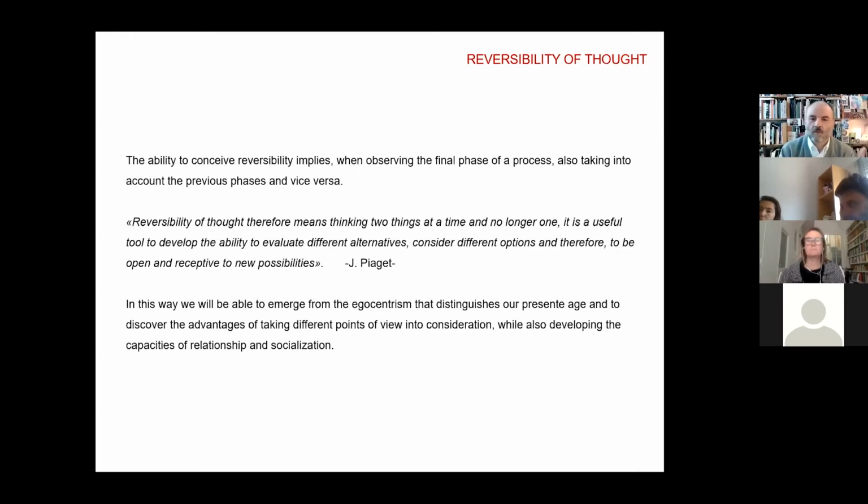That's the point. Not only the question of, well, I design a building, I give the building to my client, I'm very happy, maybe I won a prize, and that's it. No, that's only the first phase. That's only the starting point of the building's history. On the other side, reversibility of fault therefore means thinking two things at a time and no longer one. It is a useful tool to develop the ability to evaluate different alternatives, consider different options, and therefore to be open and receptive to new possibilities. So, thinking about architecture as something that is not finished the day that it is ready, but is just starting to live.